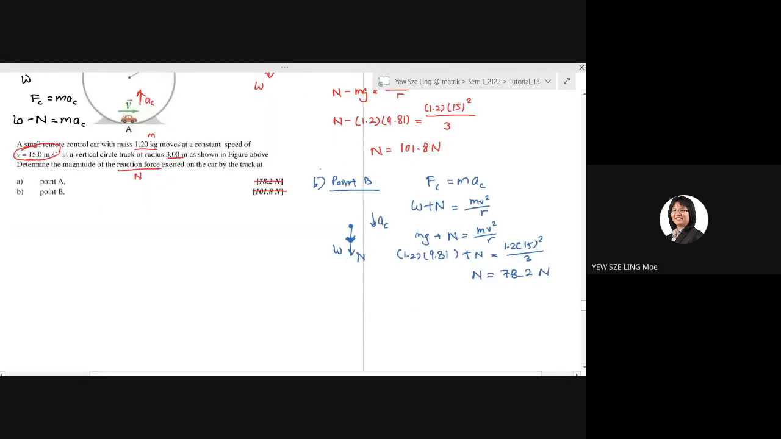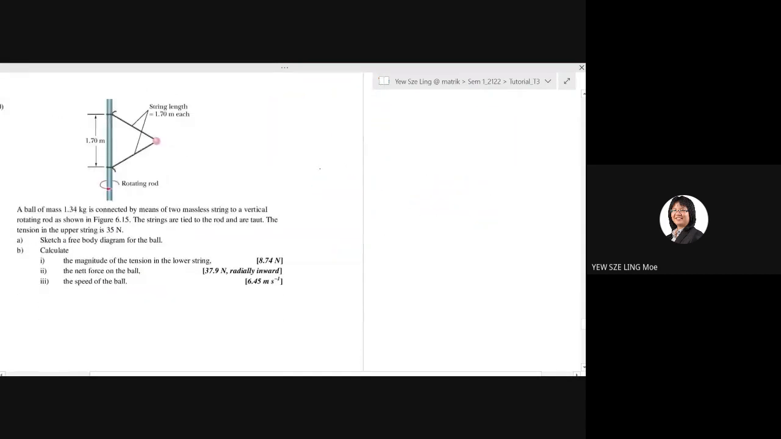Okay, next. So this question is, I would say, a hot question, right? Because it involves the normal chapter 4, the normal Newton's laws of motion, and also your circular motion. You need to have a strong concept in both in order to answer this question.